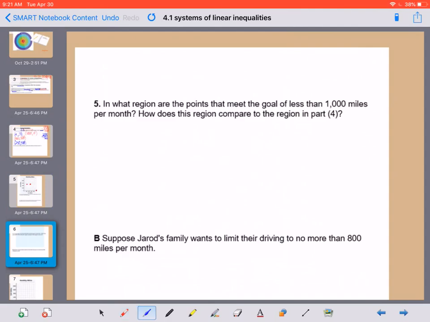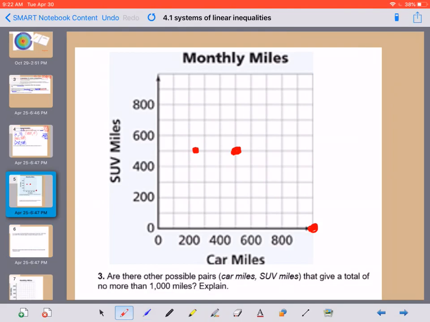Number 5 says, in what region are the points that meet the goal of less than 1,000 miles per month? How does this region compare to the region in part 4? So this time, we are just trying to find the region of less than.